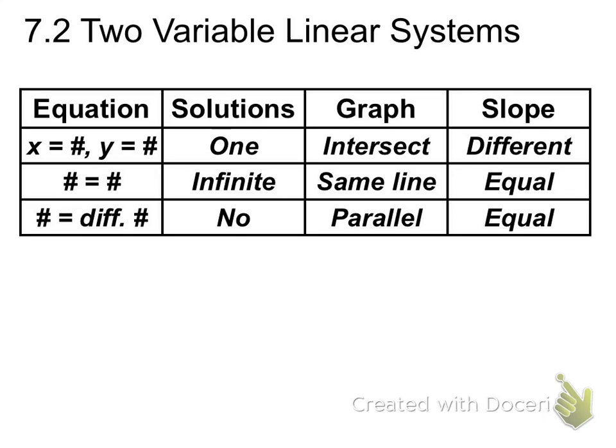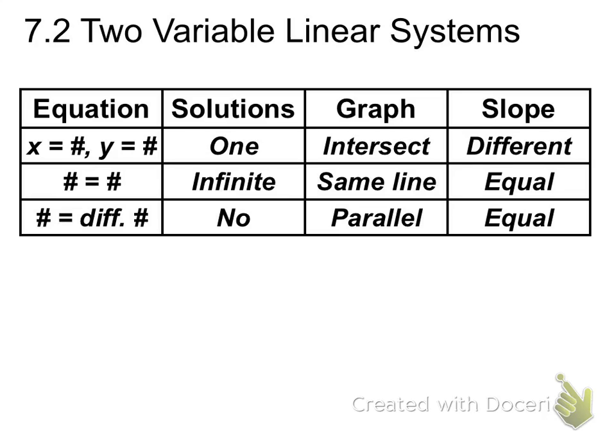The second situation is whenever you're solving, you could turn into a number equals itself. 5 equals 5, 3 equals 3. That would mean that there are infinite solutions to that system of equations. What that actually means is the two lines are the same line, so it's graphing on top of itself, so every point is a solution, and the slopes would be equal in that case.